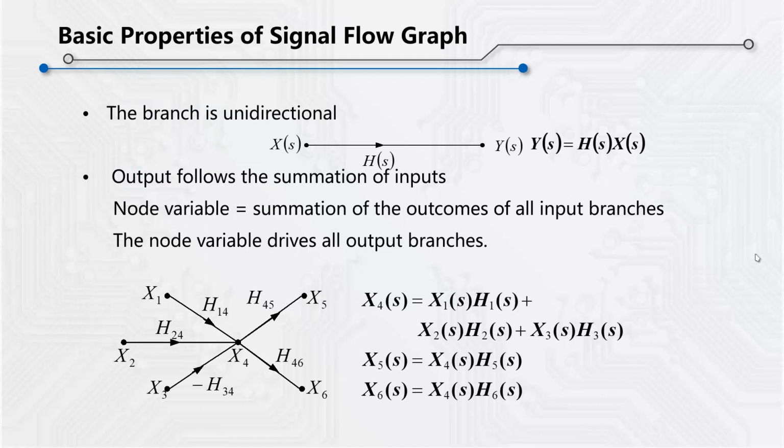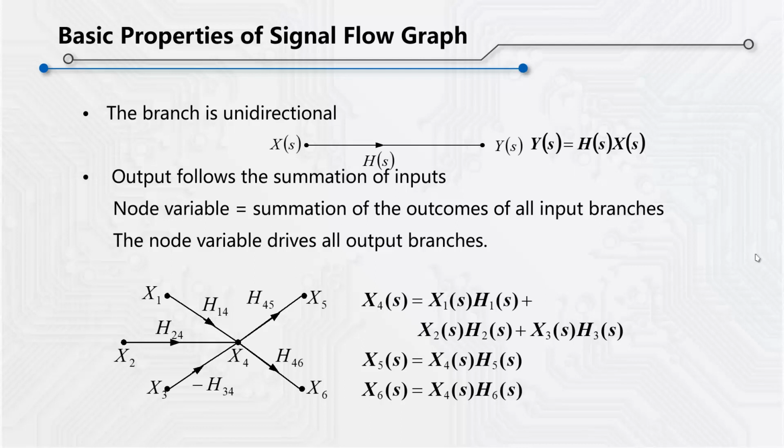Now, let's make a list of some basic properties of the signal flow graph. Firstly, the branch is unidirectional. As mentioned earlier, the branch has its own direction. The signal in the output node of a branch is the product of the input signal and the branch gain.